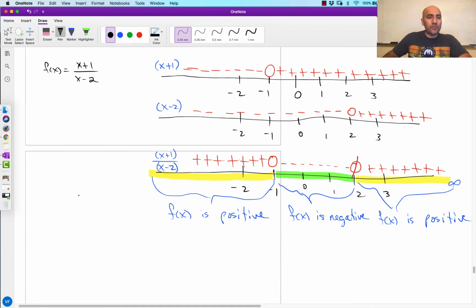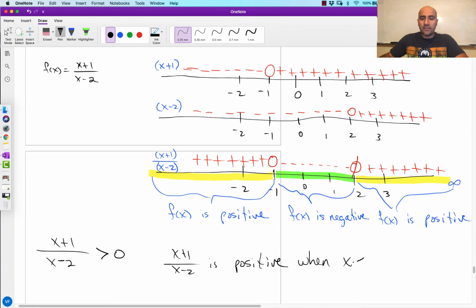Okay, now going back to the original statement, it just wanted you to analyze this, figure out when this is true, x minus 2. When was this greater than 0? That was the original statement. So you need to figure out when this is going to be positive. And so as you can see, x plus 1 divided by x minus 2 is positive when x is strictly less than -1 or x is strictly greater than +2. In those two segments of my number line, this ratio will be positive.